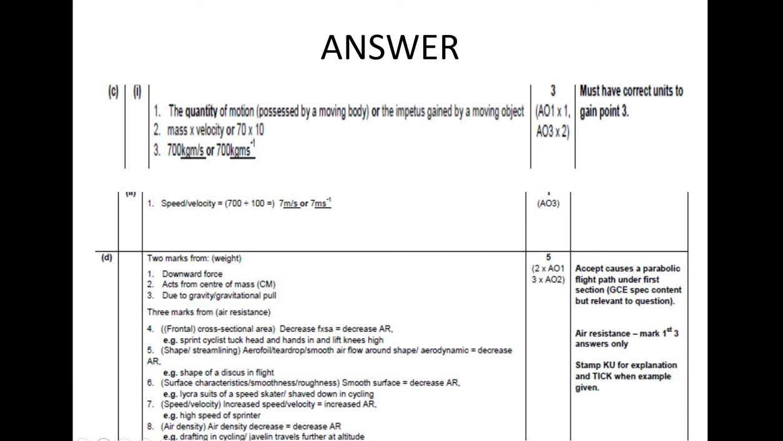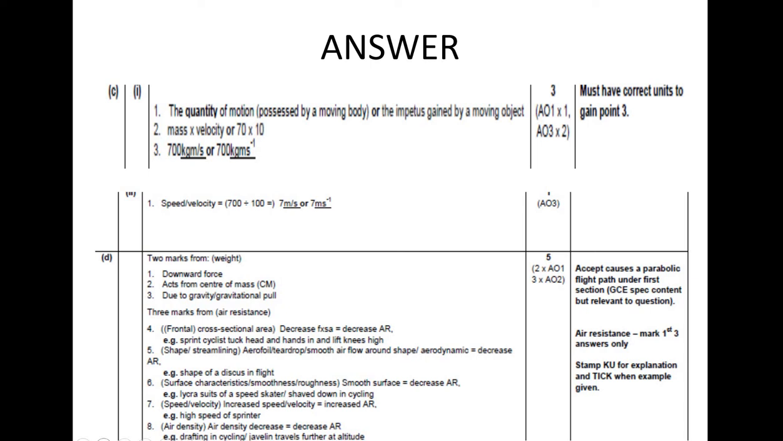You'll get a mark for saying shape or streamlining. So you can talk about an aerofoil or a teardrop shape, creating airflow around the shape, decreasing the air resistance. The example they've given here is the shape of a discus in flight, but you can talk about a cyclist helmet, you can talk about a Formula 1 racing car as well. They are all valid examples.